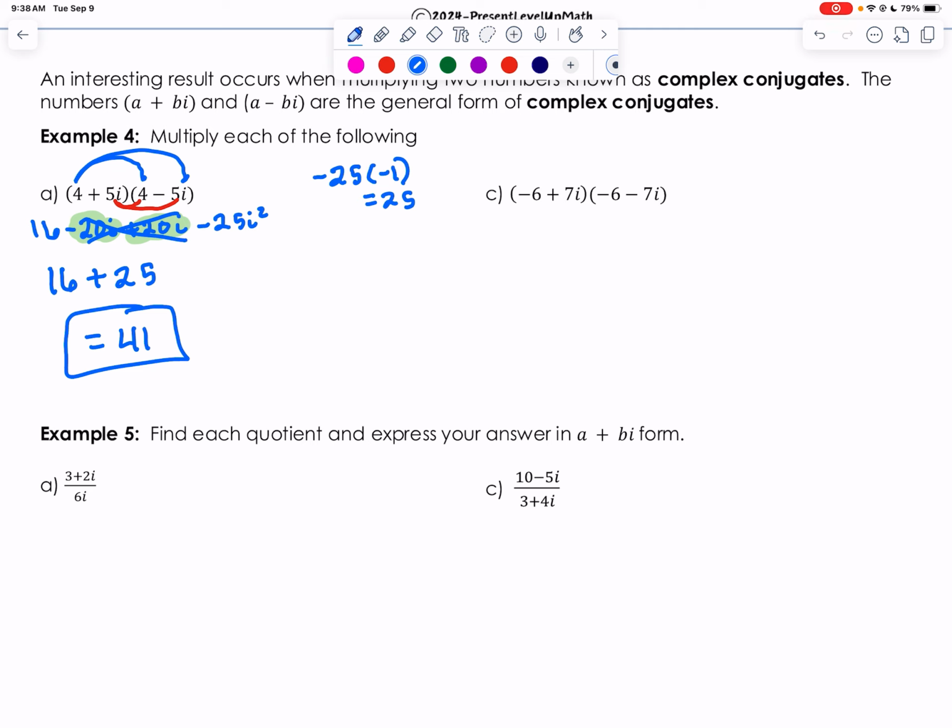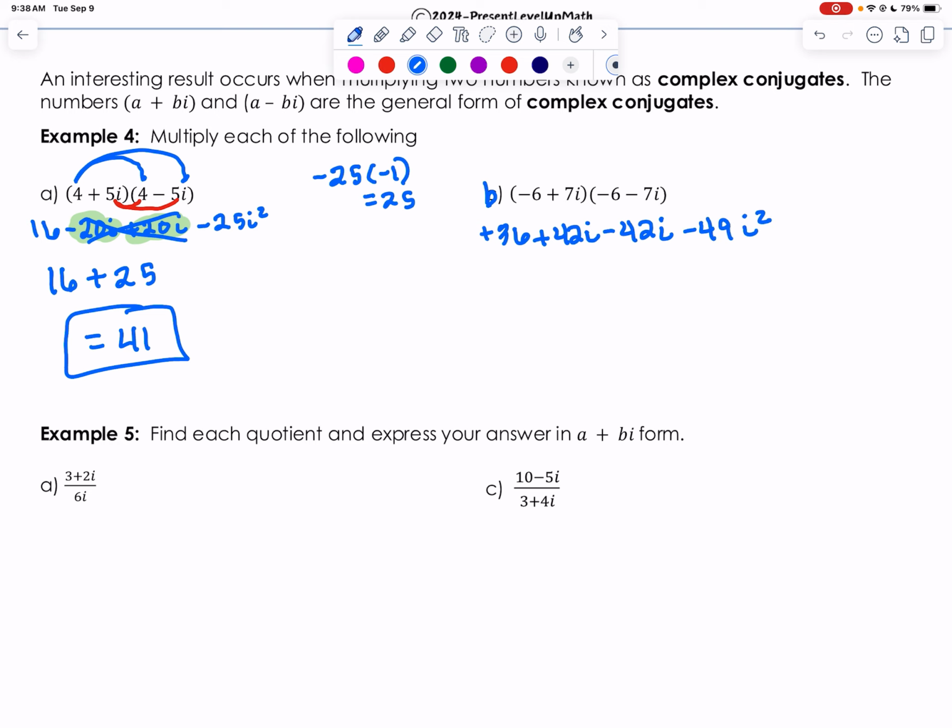Okay. Try problem B on your own. All right, let's see how you did. We have negative 6 times negative 6, which would be positive 36. And then negative 6 times negative 7i would be positive 42i. Then we had negative 42i. Then we had negative 49i squared.